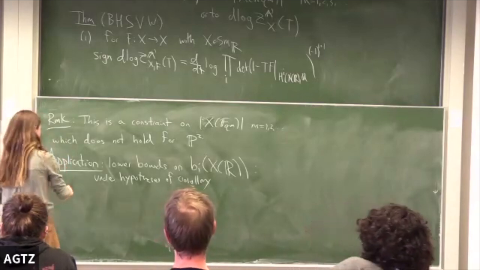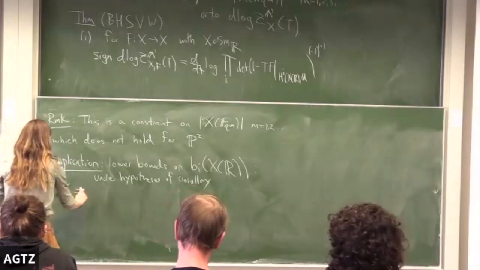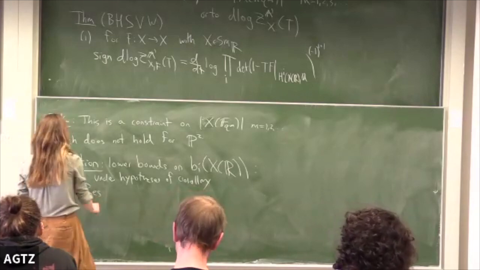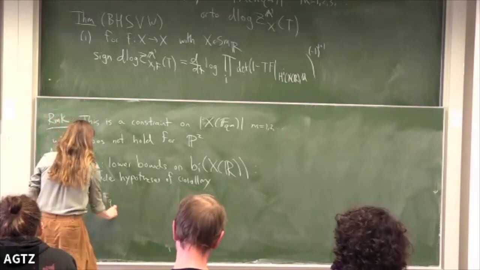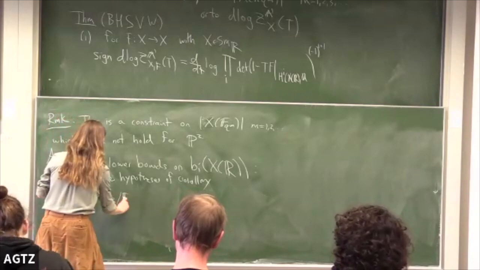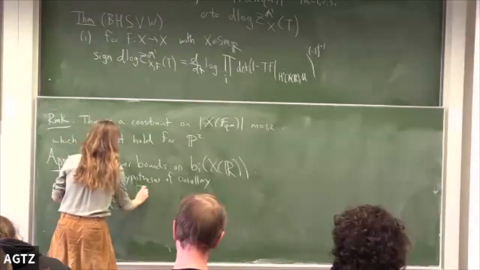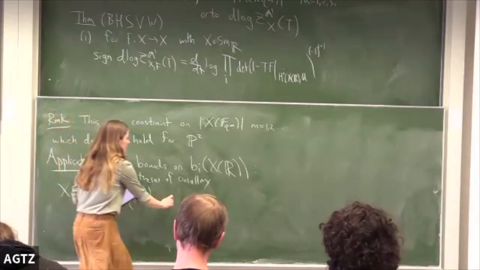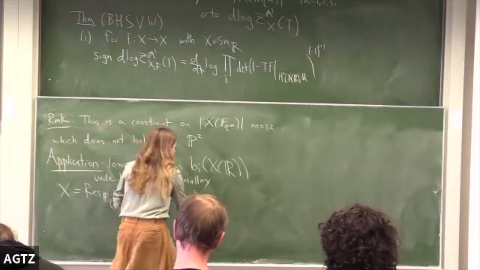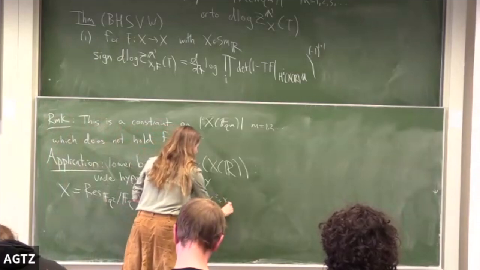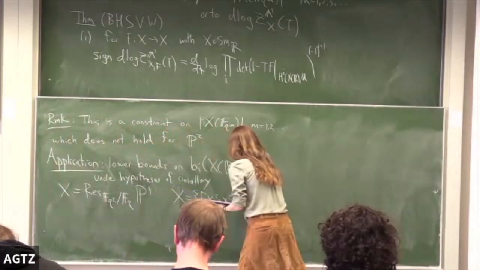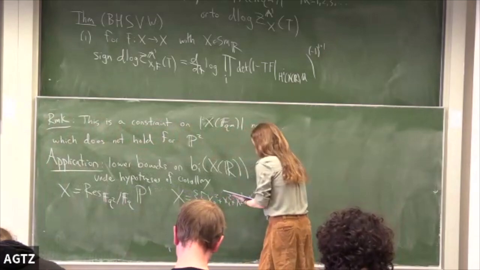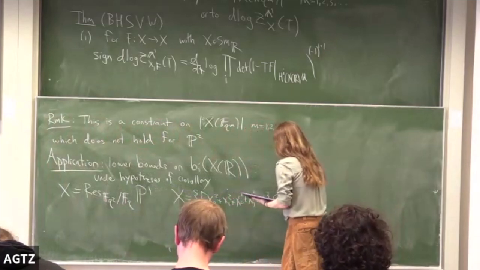Okay, so let's take the restriction. Here's an example of how to get lower bounds. We'll take the restriction of scalars from F_q squared over F_q of P1. So for example, we could have X was the quadric 5x0 squared plus x1 squared plus x2 squared plus x3 squared equals 0 in P3 over F7.